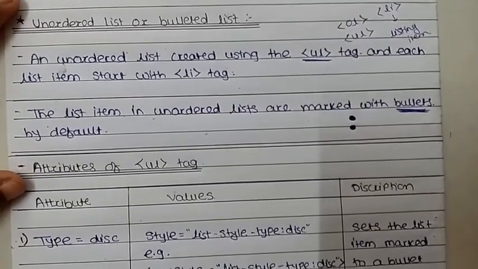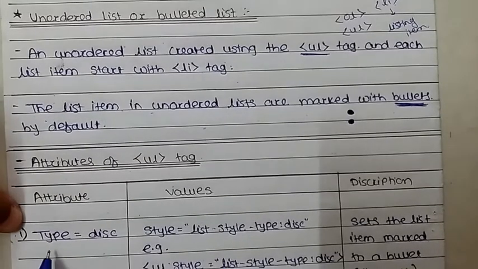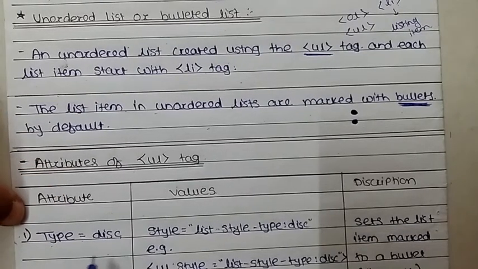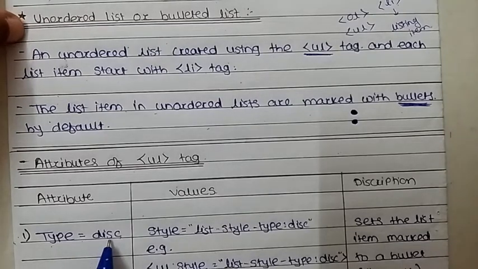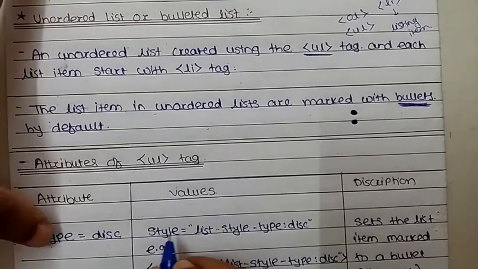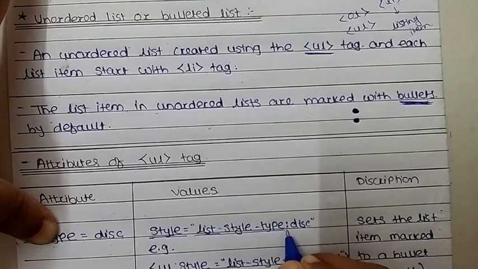So there are different types of attributes for the UL tag. The first one is what? Type is equal to disc. Sorry, disc. So how to write this one? Listen. When we use HTML5, the type attribute is not applied directly with the UL tag because it is not supported. So with the help of the style attribute we access the disc value. For an unordered list the values are circle, square. We have to write such values like this: style is equal to list-style-type, then a colon, and then disc.